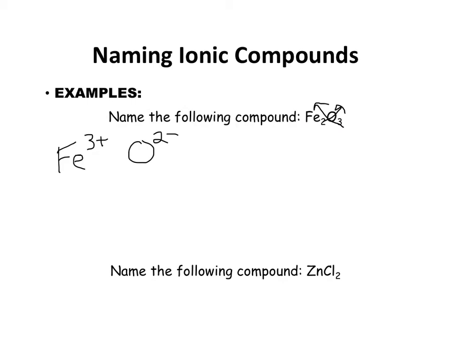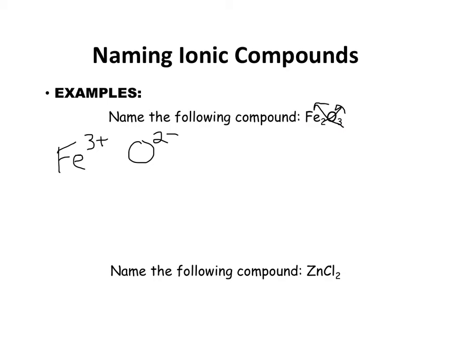So the first thing we do after we said yes, the metal is multi-charged, we crisscross the subscripts up and we made them the charges. So whatever subscript is with the oxygen goes over to the iron. Whatever subscript is with the iron goes over to the oxygen. And it's important to remember that metals are plus, nonmetals are minus.